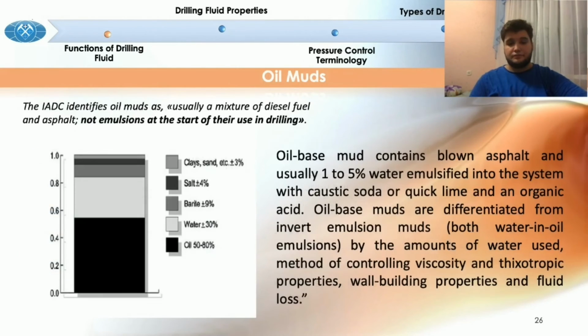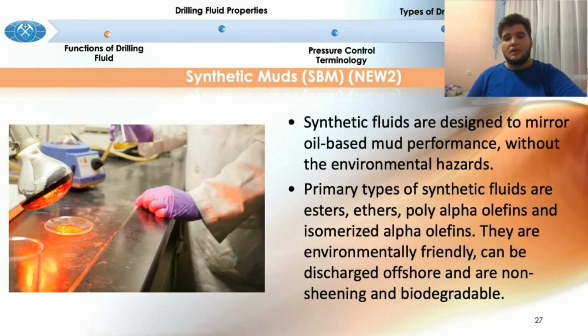Oil muds. Oil-based muds contain blown asphalt and usually 1 to 5% water emulsified into the system with caustic soda or quicklime and organic acid. Synthetic mud.